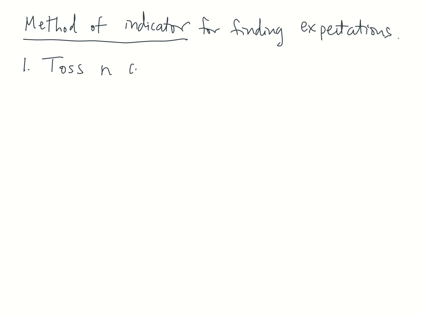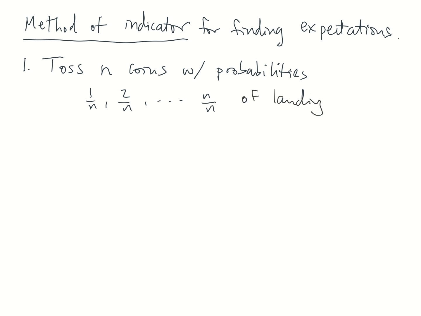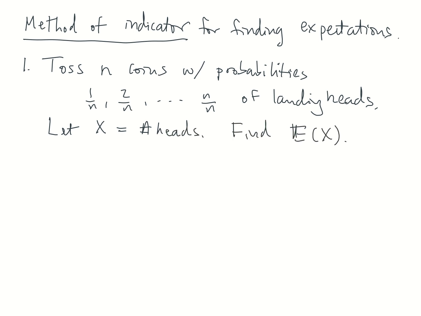For example, suppose I toss n coins, each with probabilities 1 over n, 2 over n, and so on up to n over n of landing heads. Let X be the number of heads. What is the expected value of X?